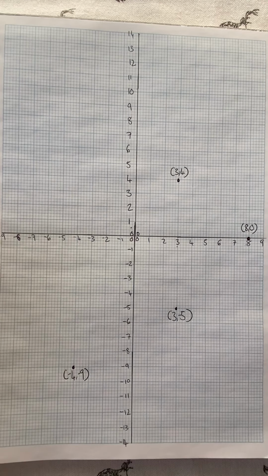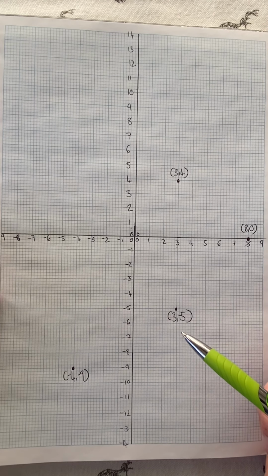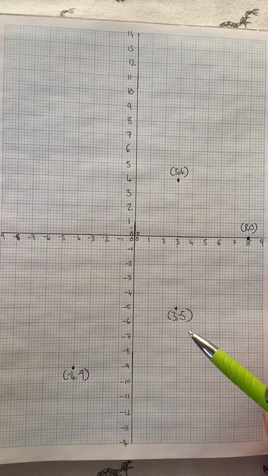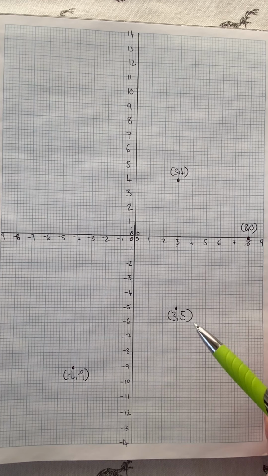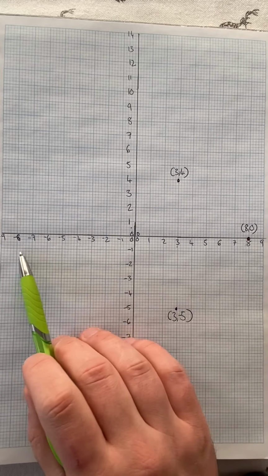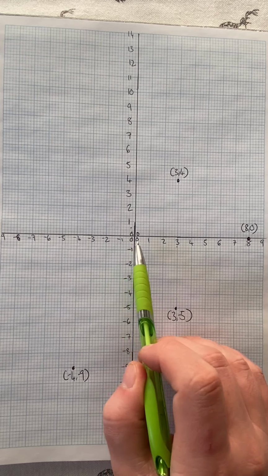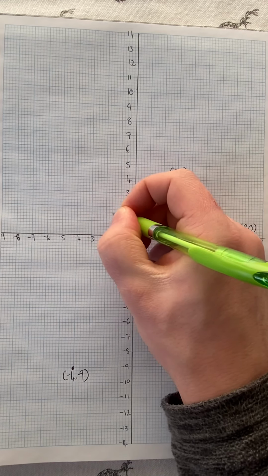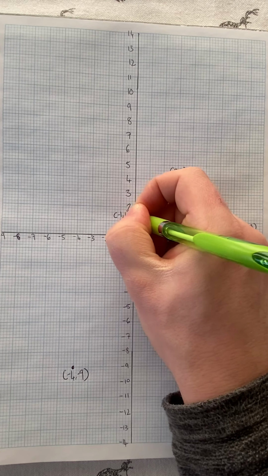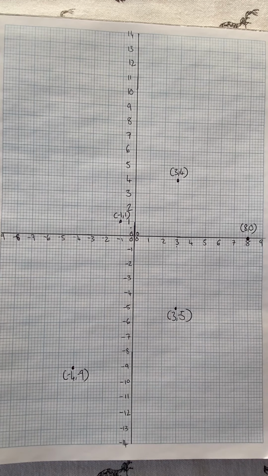Last one then I'll give you. We need to plot the point minus 1, 1. So we're dealing with the x-axis first. Minus 1 is there, so we go across to minus 1, up to 1 is there. So that is plotting the coordinate.